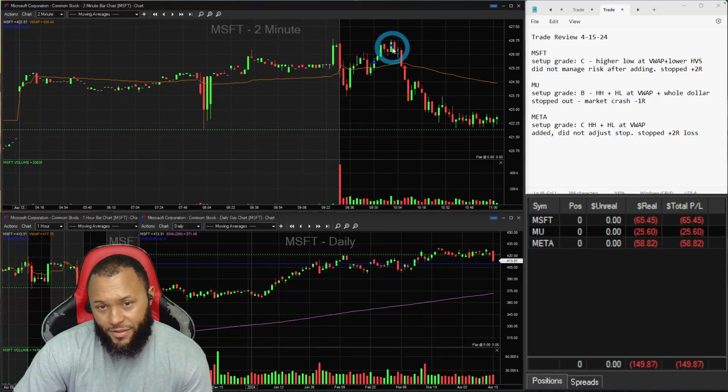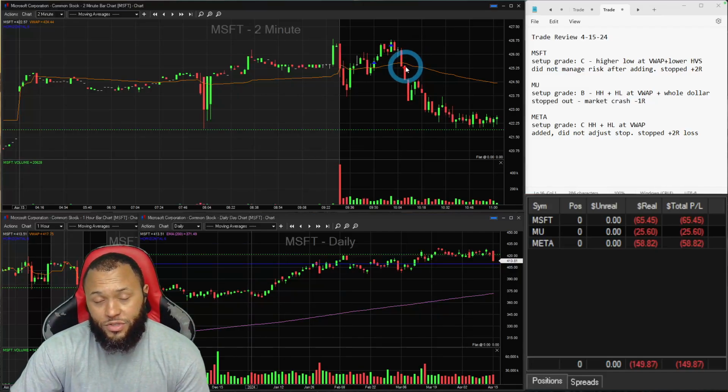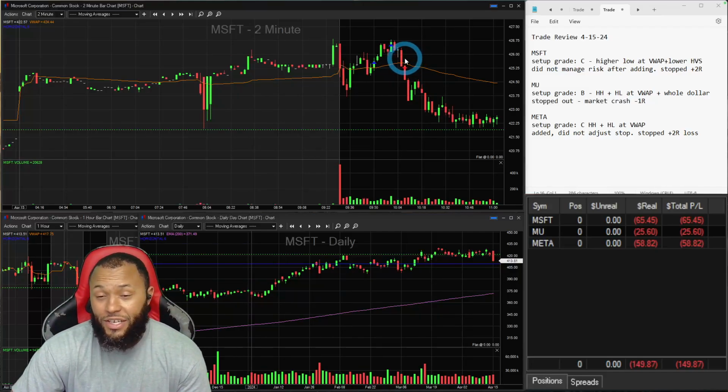When I added, I was so confident that it was going to go to my target that I didn't do anything to readjust my stop loss. Usually when I add, I recalculate my stop so that it is still 1R, and I put in a new stop with my new share size included. I didn't do any of that. I left my stop where it was, and I wasn't even really tripping on it because it was going so well. I was looking at my other trades.